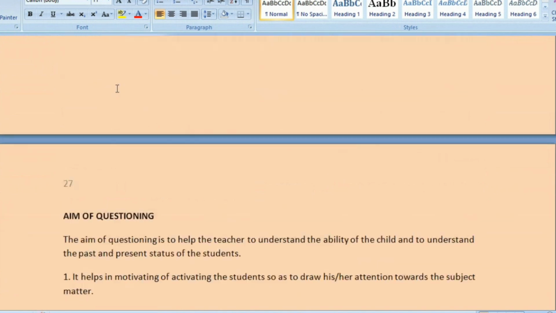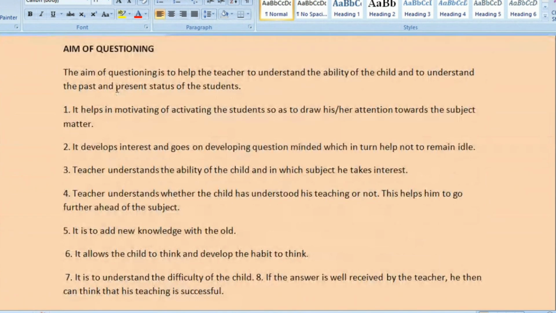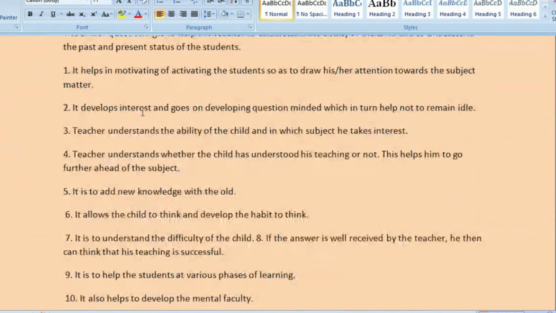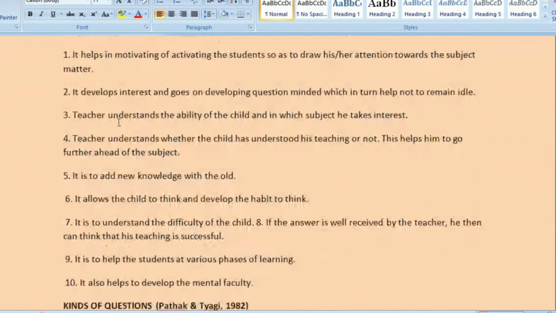Now, the aim of questioning. The aim of questioning is to help the teacher to understand the ability of the child or student and to understand the past and present status of the students. First, it helps in motivating or activating the student so as to draw his or her attention towards the subject matter. Second point, it develops interest and goes on developing a question-minded attitude, which in turn helps the student not to remain idle.